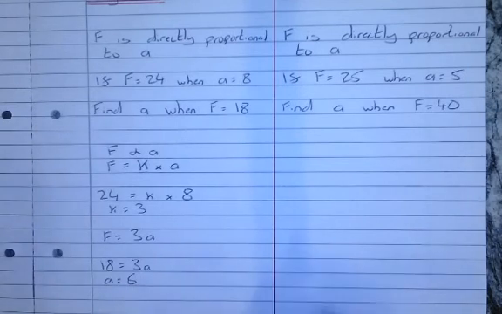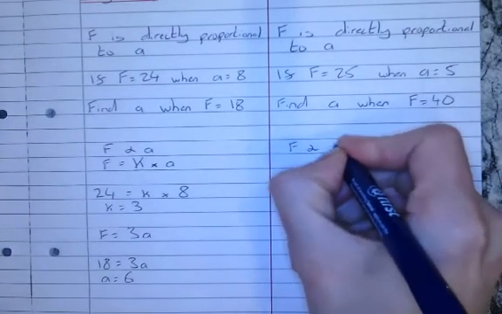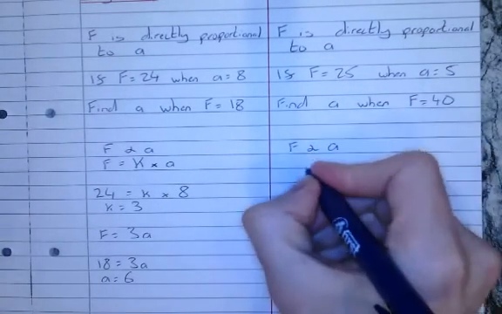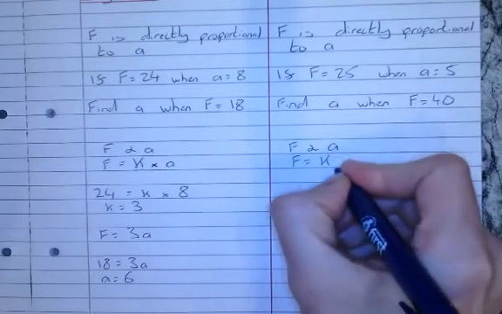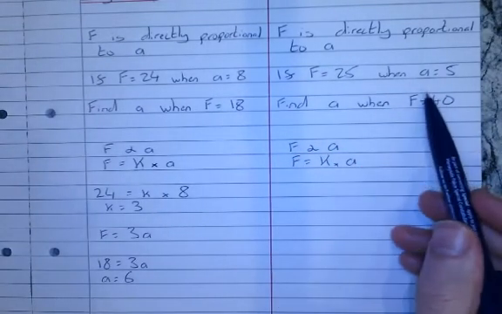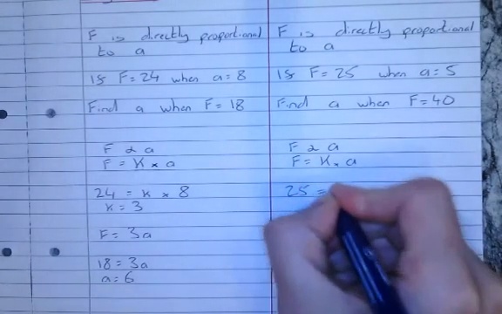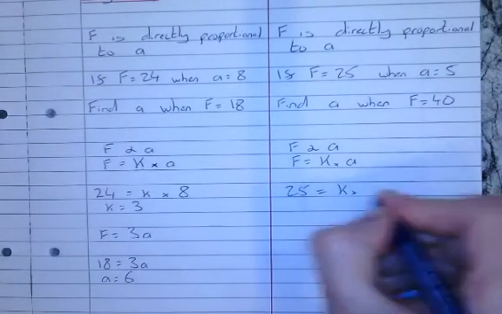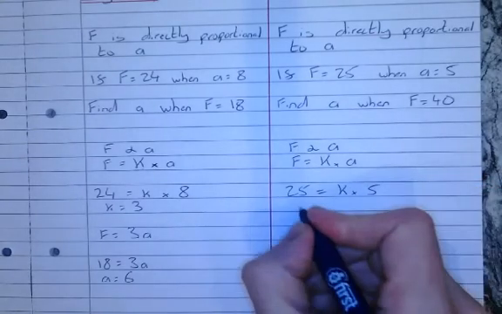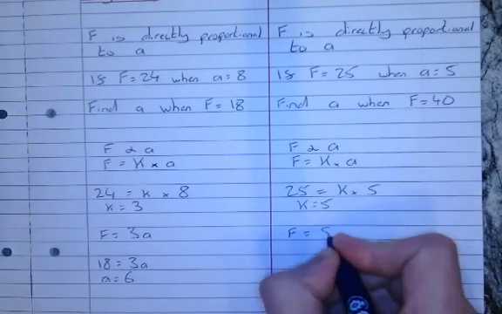Okay, well done. So I'll just go through the answers then. So same, f is proportional to a. So f equals k times a. Substituting our values in this time. So 25 equals k times 5. So k equals 5. So f equals 5a.